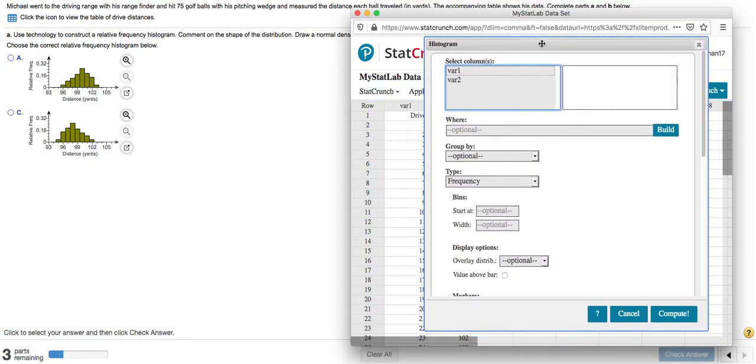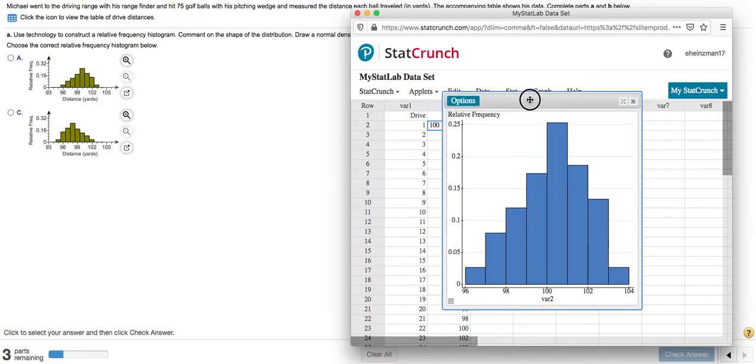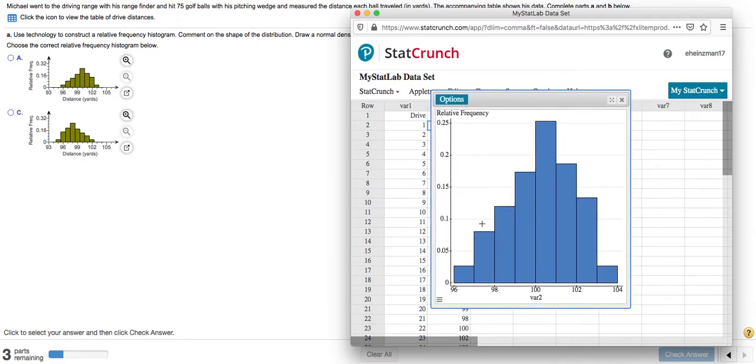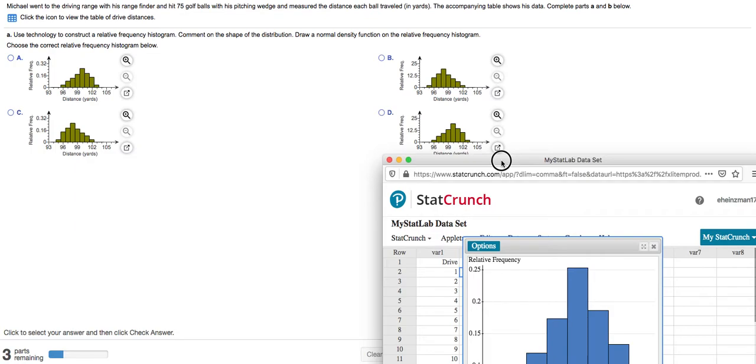Okay, from here, I know all of the data was in the second column, so I'm going to choose var2. And down here where it says type, I don't want a frequency distribution, I want a relative frequency distribution. And that's it. I can click compute, and it will get the graph for me. Okay, and all I need to do next is compare this to the correct choice, either A, B, C, or D.